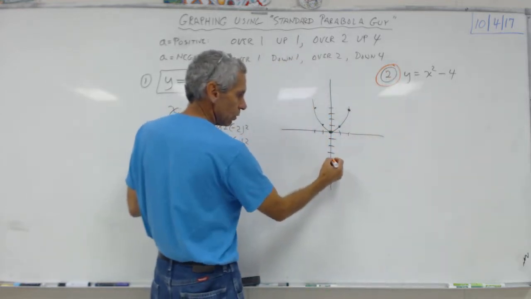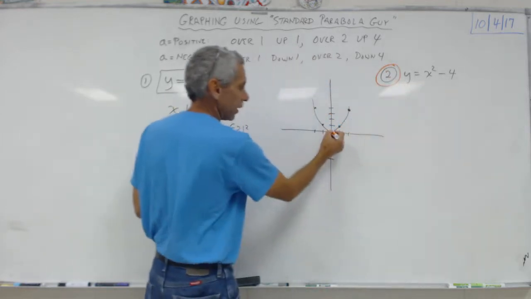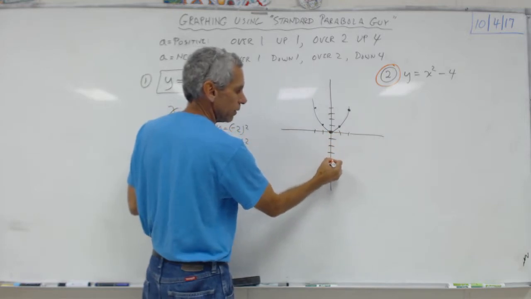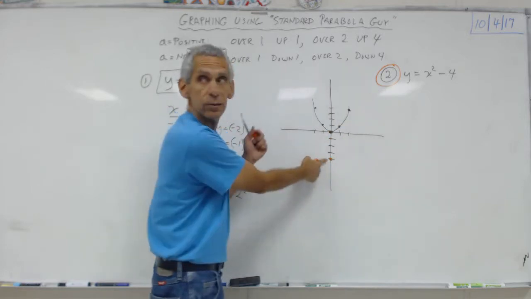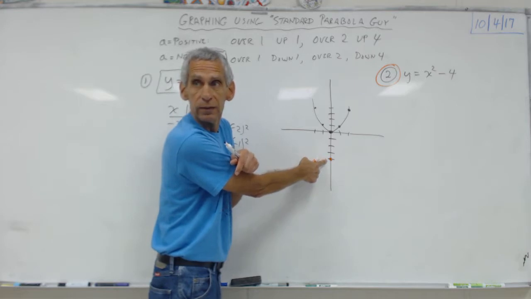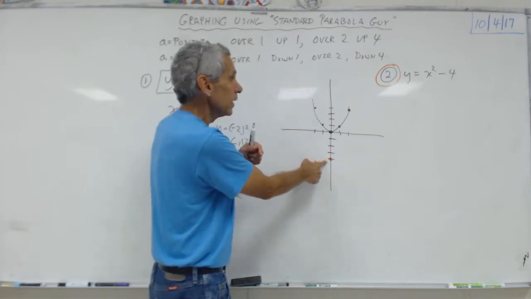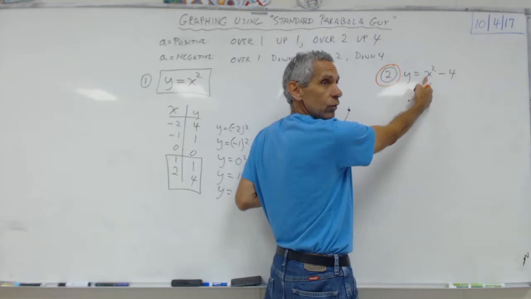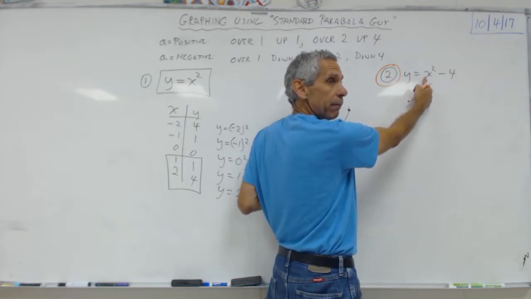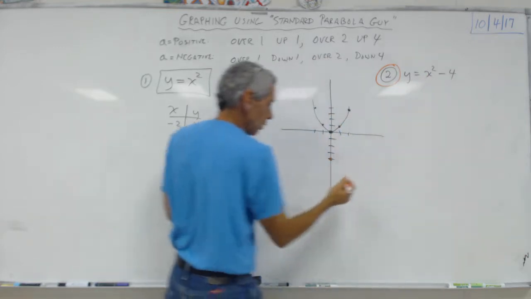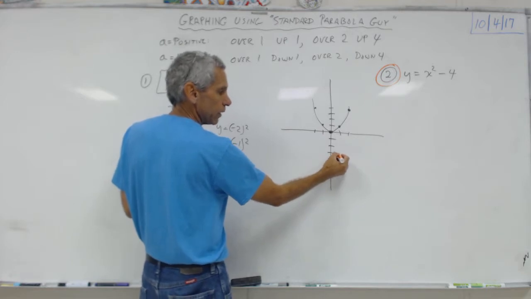Okay, so at -4, I go 1, 2, 3, 4. There's no b, so I know that's my vertex. Does that make sense? There's no b, that's my vertex. And is it a happy face or a sad face? Happy. It's happy because it's positive. So I go over 1, up 1, dot.